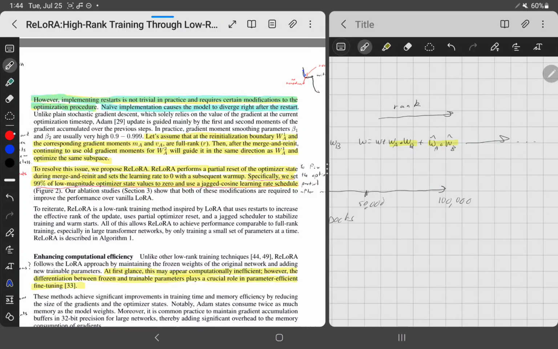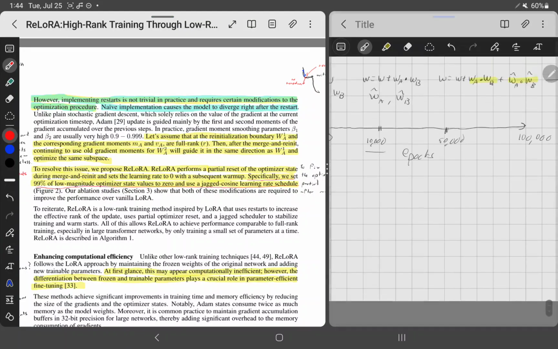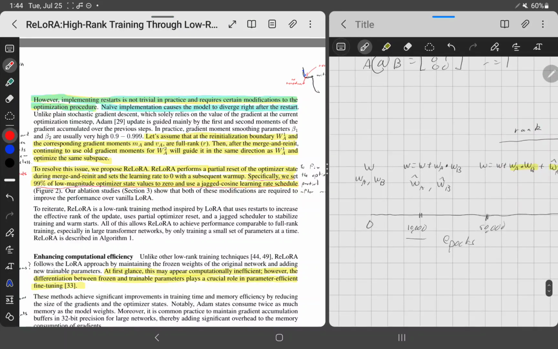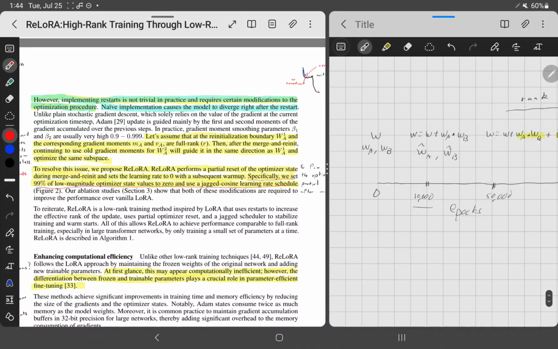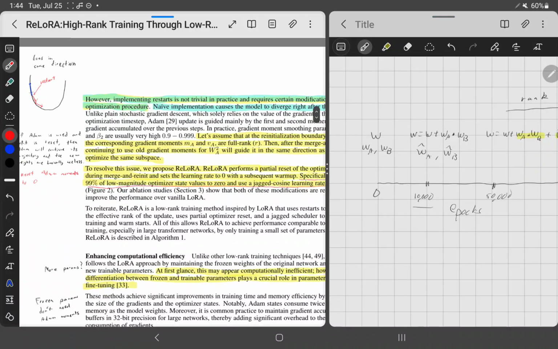And so you can do this. You can just say, okay, I'm going to add these two matrices here. But the problem is that whenever you add these matrices, the optimization is basically just going to optimize these matrices like it was optimizing the old matrix. So it's not gonna add very much.